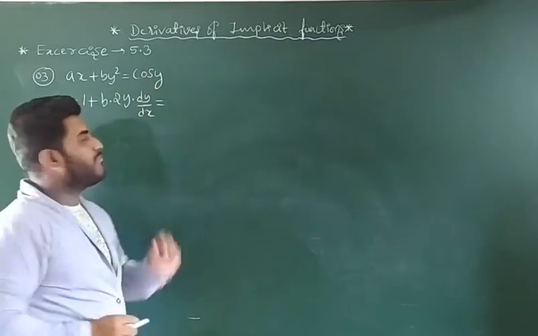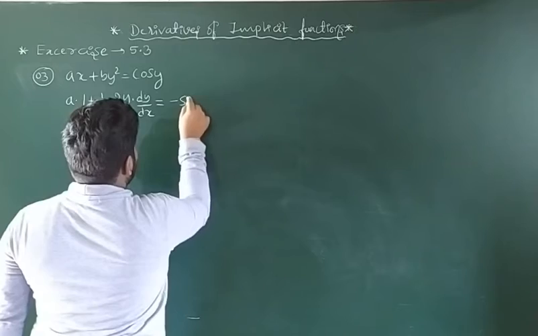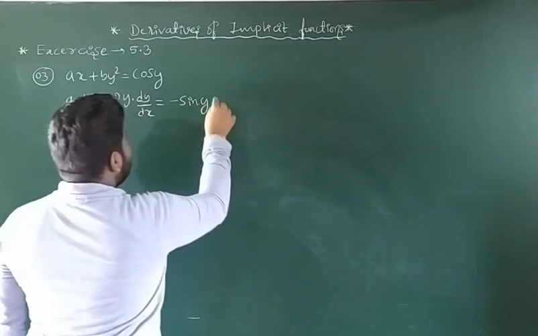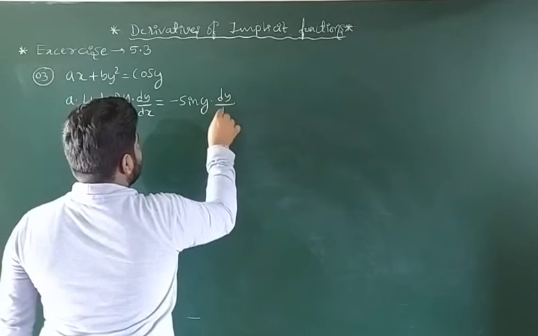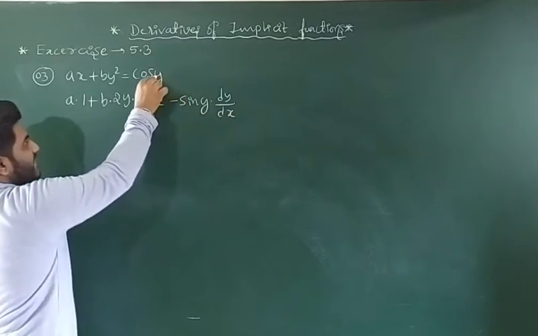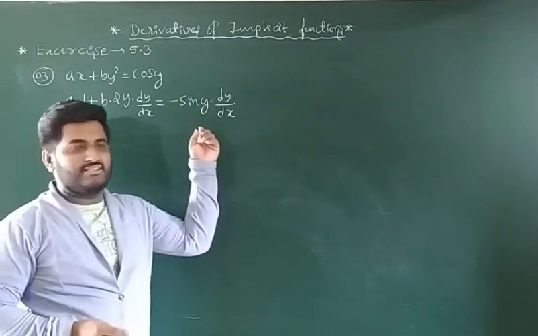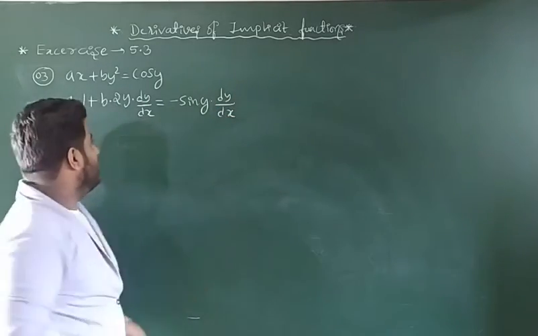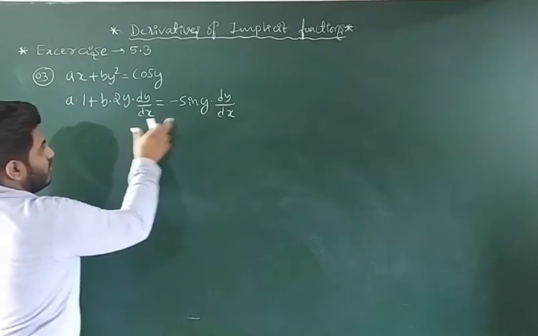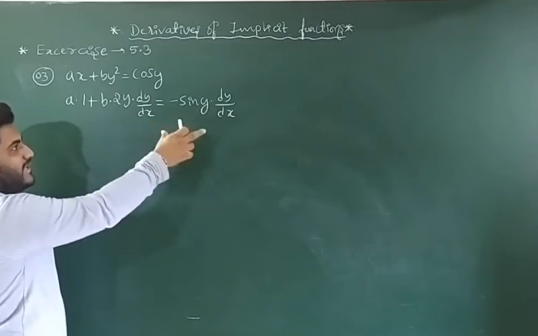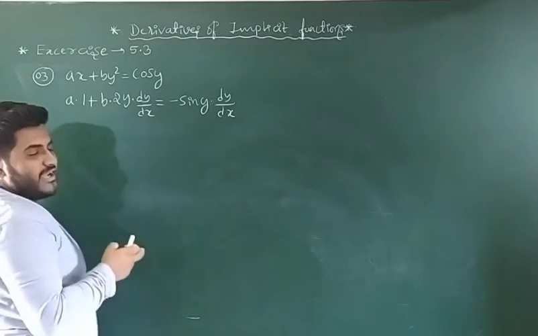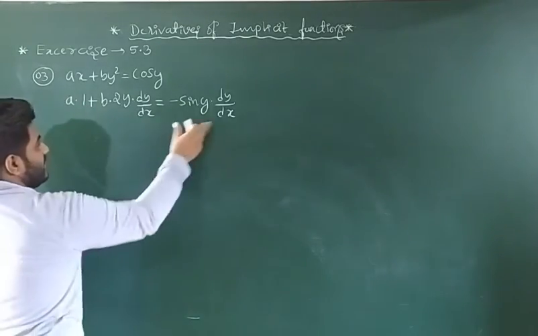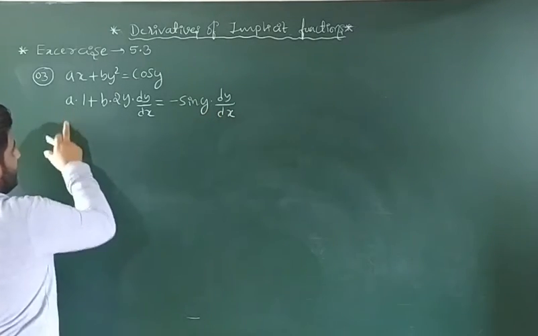Now differentiation of cos y is minus sin y into dy by dx. This is because if it is x, we have to take only minus sin x. But here it is y, so we have to take differentiation of y also. So now again, we have to take the dy by dx term one side, so that we can make dy by dx common, then proceed further. So take this term this side, and this side.